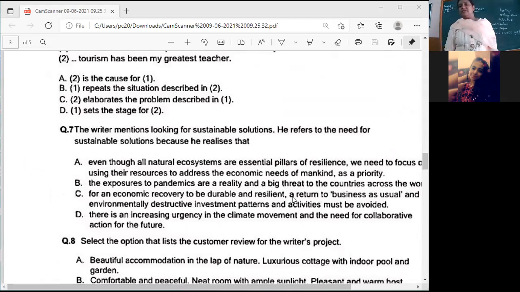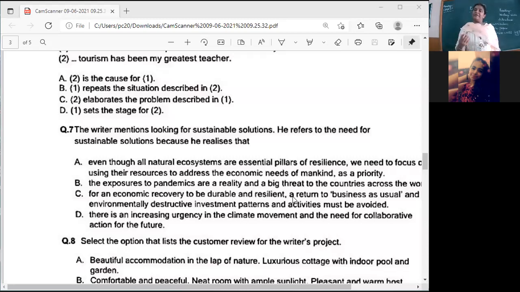Even though all natural ecosystems are essential pillars of resilience, we need to focus on using their resources to address the economic needs of mankind as a priority. The exposure to pandemics is a reality and a big threat to the countries across the world. We're talking about the world, or we're talking about this? For an economic recovery to be durable and resilient, a return to business as usual and environmentally destructive investment patterns and activities must be avoided. There's an increasing urgency in the climate and need for collaborative action for the future.